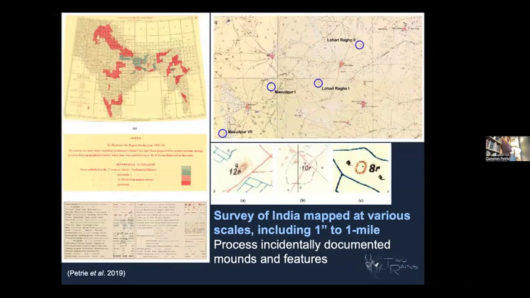So these maps were produced in the 19th and 20th centuries during the period of British control. They actually also continue to be produced after independence and partition as part of the surveys that have been carried out in Pakistan and India. These maps are extremely detailed. They are issued in a 1 inch to 1 mile scale.